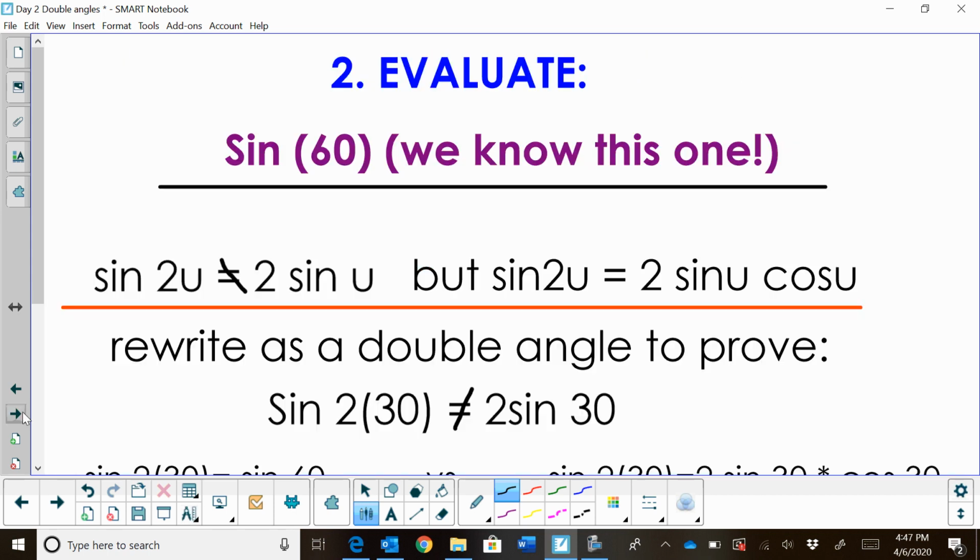So that's where we're going to stop this video. And the next video, we're going to go through evaluating. But you've now learned where those formulas, the double angle formulas, are derived.